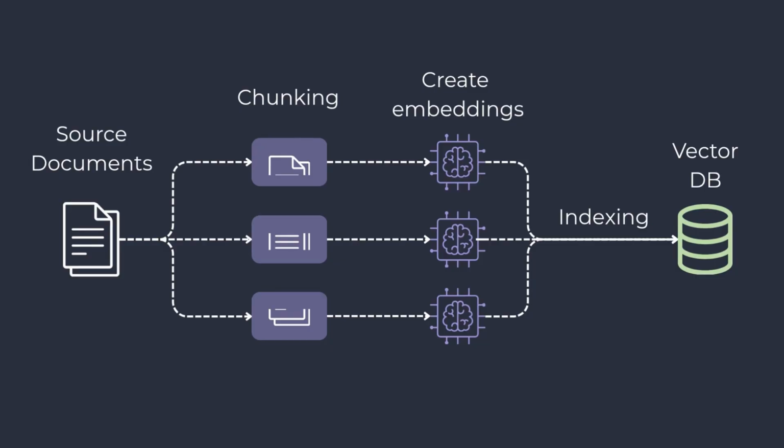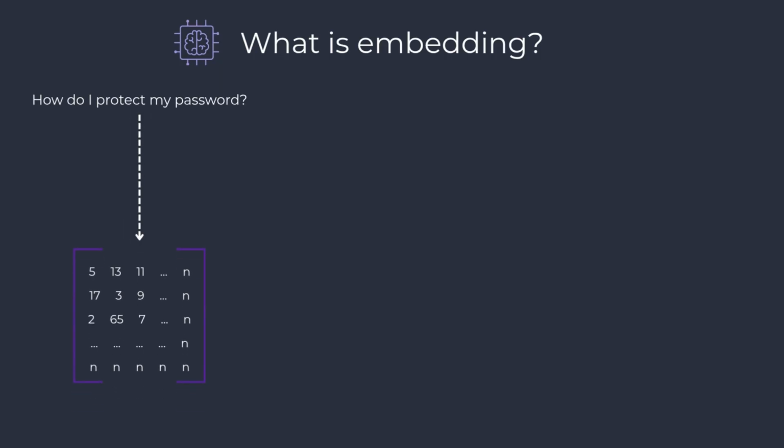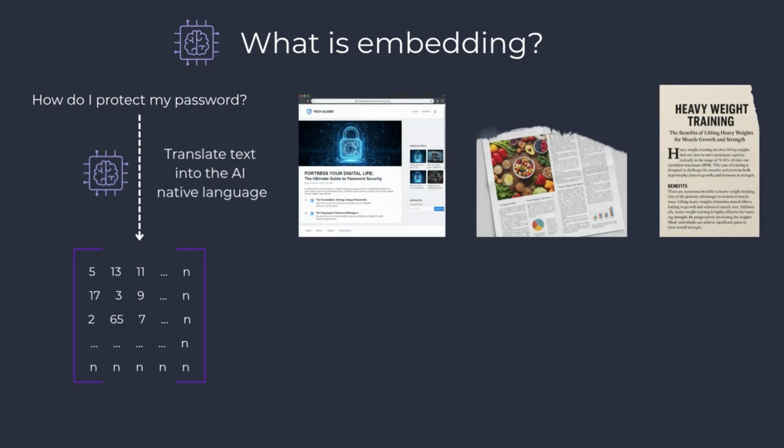Then it creates something called embeddings for each chunk. An embedding is just a special way of representing the meaning of the text in a numerical format that computers can understand. Think of embeddings like translating text into the AI's native language. When you write, "How do I protect my password?" the AI can directly compare that to thousands of help articles. So it converts your question into a special format it understands. Kind of like turning everything into numbers that capture the meaning. And when we process our source documents, it does the same for all of them.